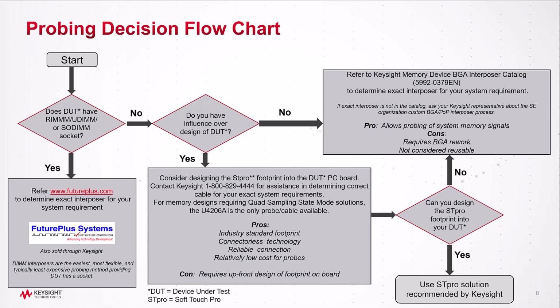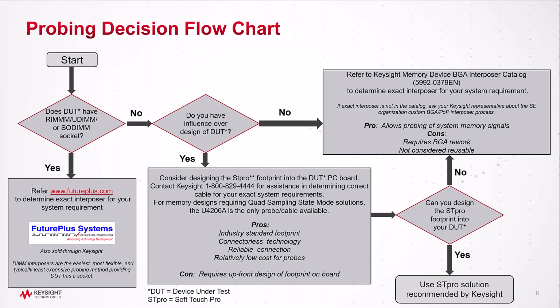design of the DUT? If you do, then you can consider designing in a Soft-Touch Pro footprint to the DUT or a validation board, and then use a Soft-Touch Pro cabling to bring the signals into the U4164A. Pros to this are that it's an industry standard footprint, it's connectorless technology, so you're not leaving extra hardware on your board. There's a reliable connection, and it's relatively low cost. The con is that it requires upfront design of the footprint on the board, and in some cases, real estate would be prohibitive to even add a small footprint.